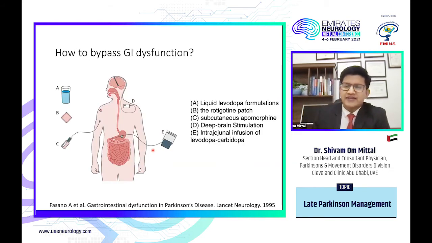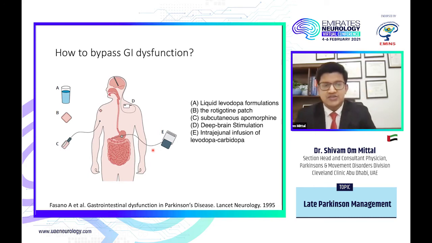So what are the different ways that we can work around the stomach? You can give the medication in liquid formulation. You can give a transdermal patch. You can give a subcutaneous injection. You can put a tube directly to the small intestine and deliver the medications through that. Or you can do a more central action like a deep brain stimulation. So there are several ways that you can work around. And this cartoon depicts very well what are the different options that are available for treatment of advanced Parkinson's disease patients.